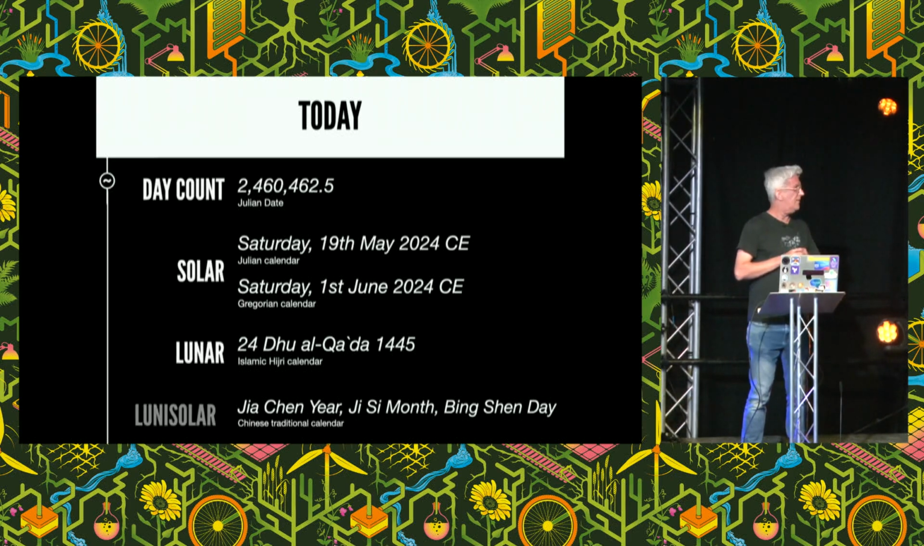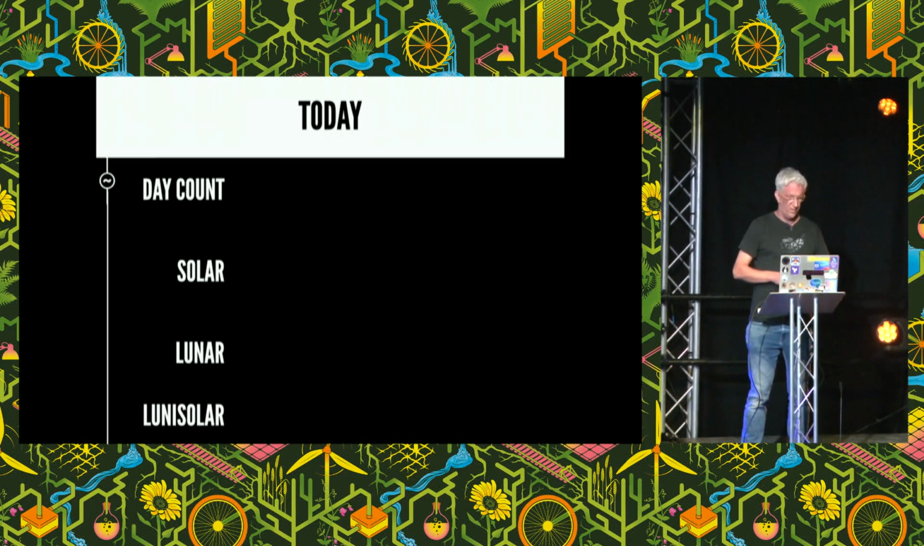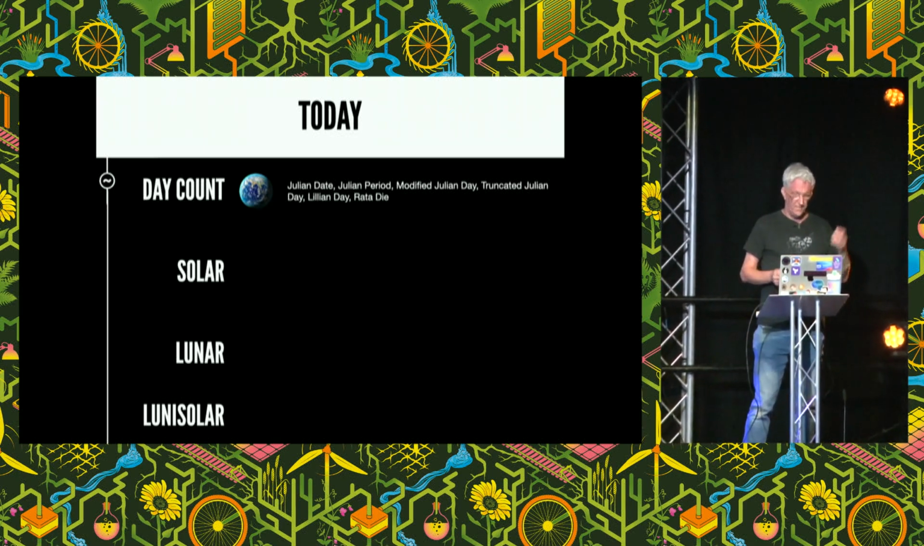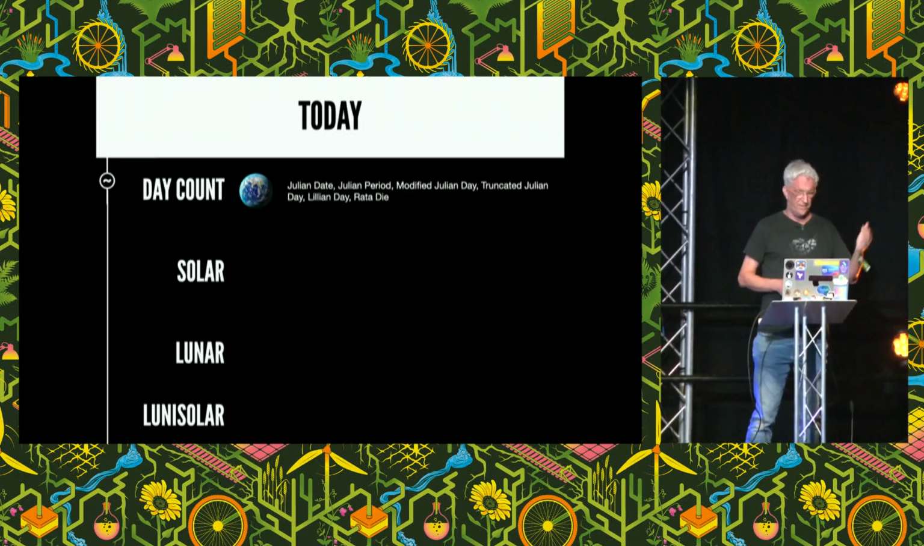So I was talking about families earlier on. This is the families, and I'll go through them one by one. So every calendar counts days. That's basically the definition of a calendar. So the day counts are the simplest possible calendar you can have. They count days from some arbitrary point in the past. And these are some examples of day counts.